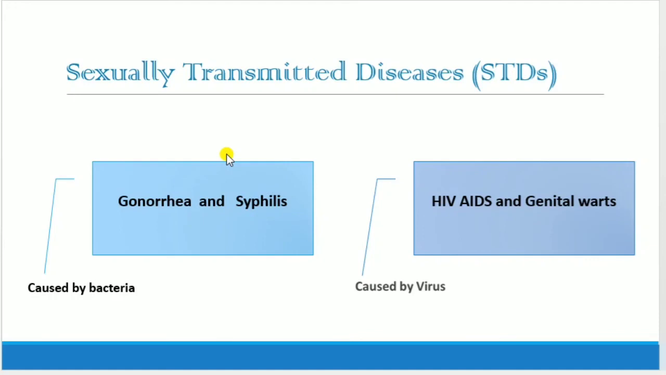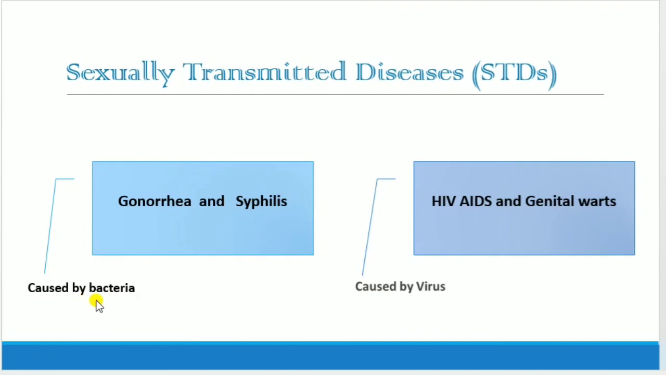So the last component of reproductive health is sexually transmitted diseases or STDs. There are different types of STDs. STDs are diseases which can be transmitted from an infected person to a healthy person through sexual intercourse. They cannot be transmitted through air or water. So these kinds of diseases can only be transmitted through sexual intercourse. Examples are gonorrhea and syphilis, which are caused by bacteria, and HIV/AIDS and genital warts, which are caused by virus. So you just have to remember the name of the disease and the causal agent or causal organism.